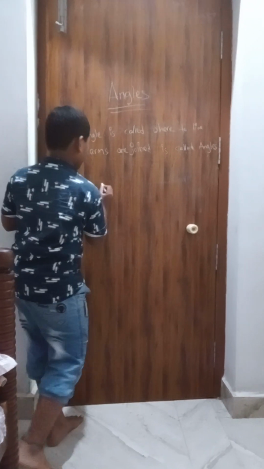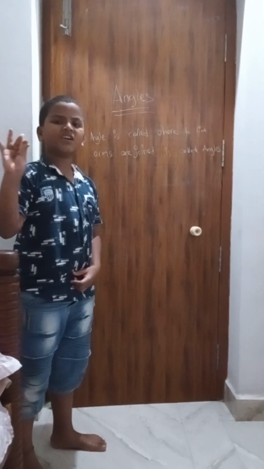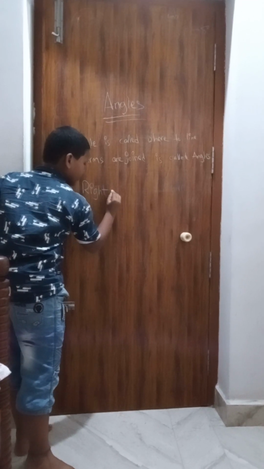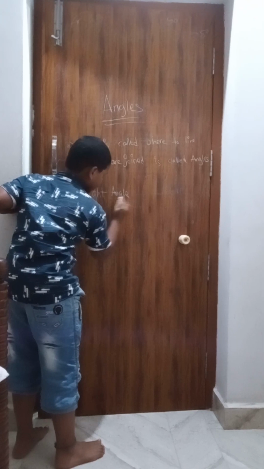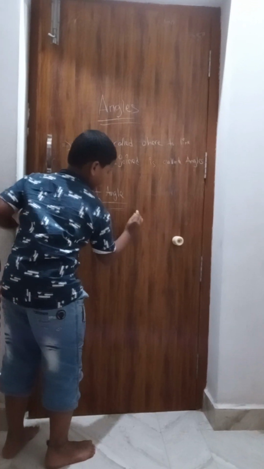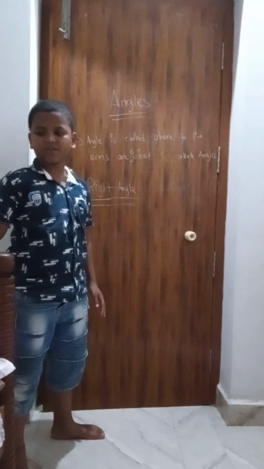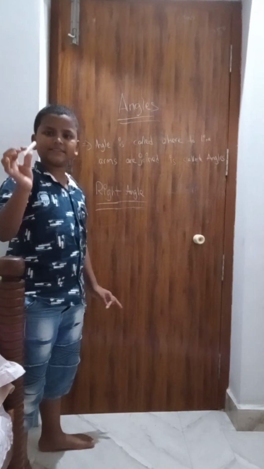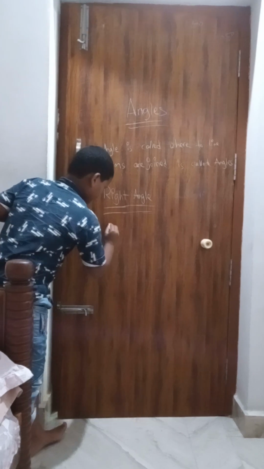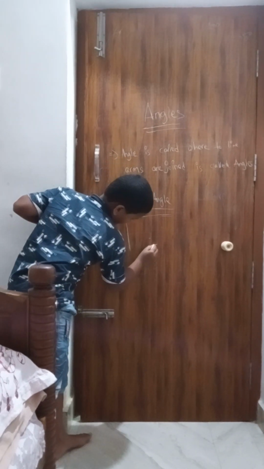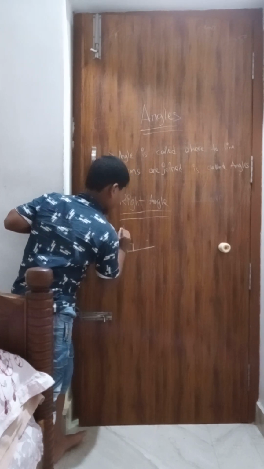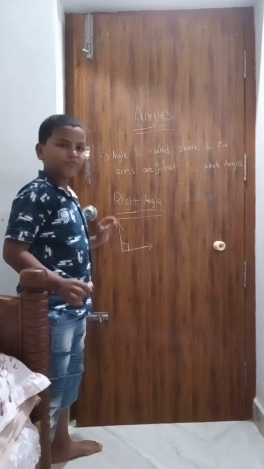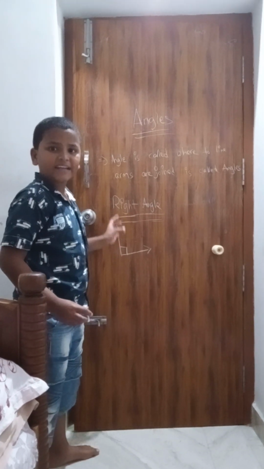For example, three angles are given in the textbook. Those are right angle, acute angle, and obtuse angle. We can measure an angle with the protractor. For example, a right angle is exactly a 90 degrees angle. If the two arms are very straight, it is called a right angle.